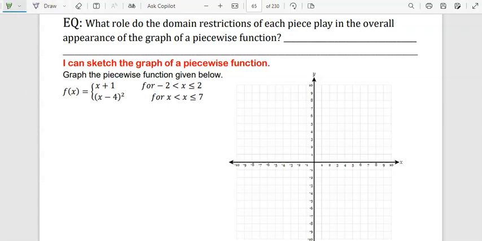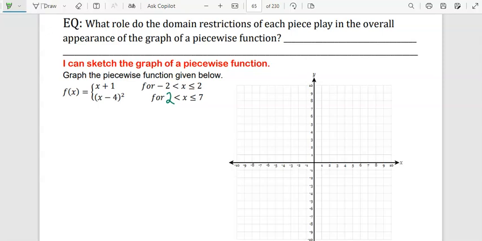We have f of x equals x plus 1 for negative 2 is less than x is less than or equal to 2, and then x minus 4 squared for x is less than or equal to 7. That doesn't make sense. Let's change that to a 2. Alright, first let's go ahead and draw our bounds for restricted domains. So it looks like we have negative 2, and we have positive 2.